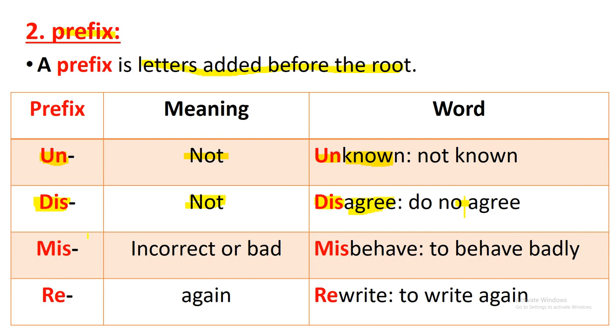I have another prefix, which is mis. Is mis a word? Of course not. It's a group of letters. I can add them before a root. For example, misbehave. Misbehave means to behave badly, to behave in a bad way. So I have here the prefix mis, which means incorrect or bad. Like misbehave, to behave in a bad way, or misunderstand, to understand in an incorrect way.